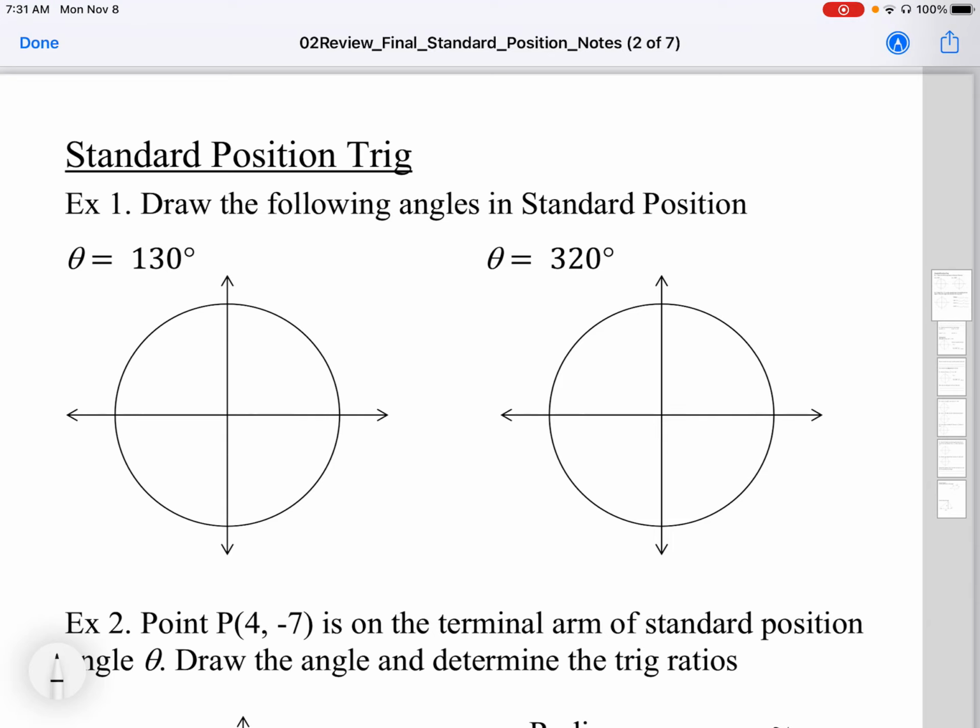It's important to recognize the quadrant that you're in. So we start at 0 degrees, that's our initial arm. We're at 90 at the top, 180, and 270 at the bottom. So 130 must be in quadrant 2. So quadrant 2, 130, somewhere around here. And that angle then represents our 130 degree rotation.